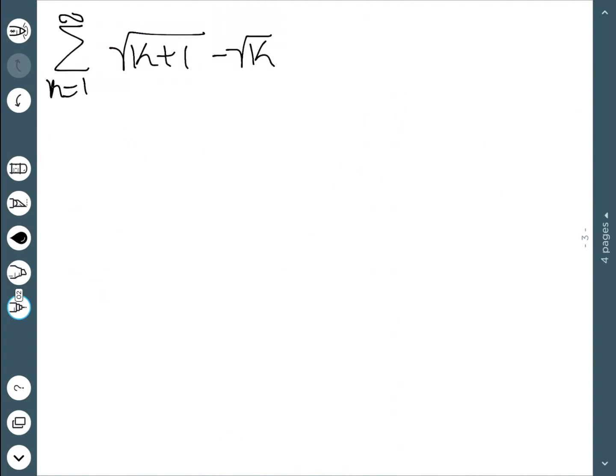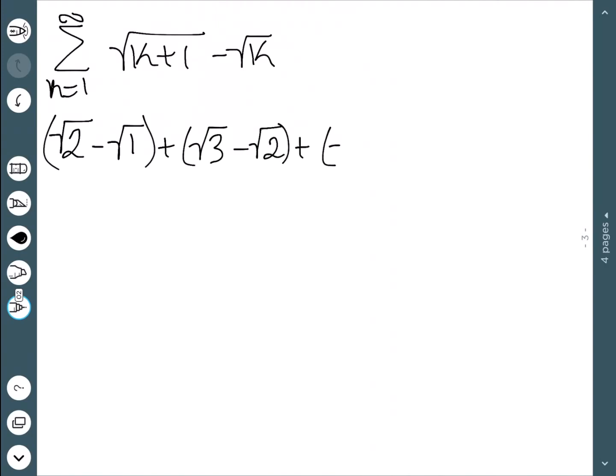Let's look at one that's slightly different. The sum from 1 to infinity of the square root of k plus 1 minus the square root of k. If I start writing out terms, I have root 2 minus root 1, root 3 minus root 2, root 4 minus root 3, etc., up to the root of n plus 1 minus root n.